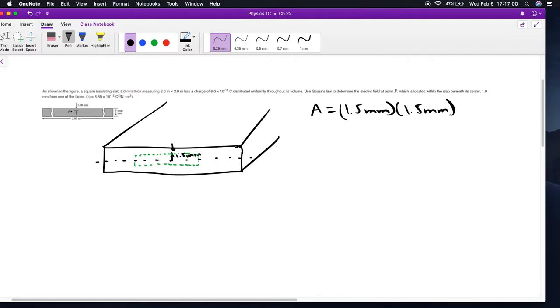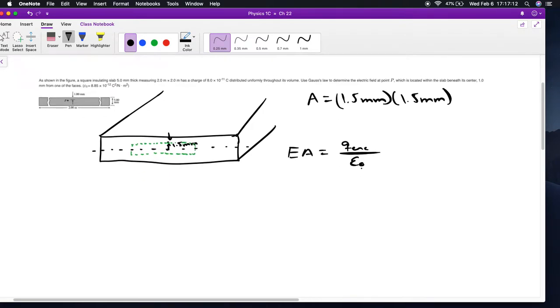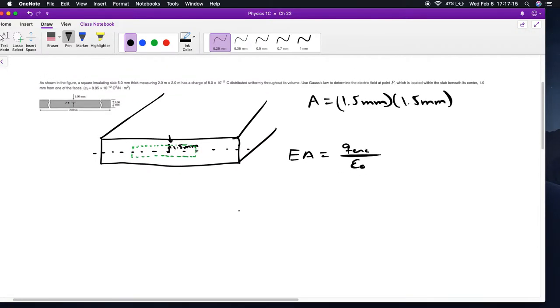And since we established our Gaussian surface, we can go ahead and use Gauss's law equation, which is E times A is equal to Q enclosed over epsilon naught. Well, we already talked about how A is going to be 1.5 millimeters, which I'm going to change to 1.5 times 10 to the negative 3 meters times 1.5 times 10 to the negative 3 meters. And this is going to be equal to Q enclosed. So what is Q enclosed?